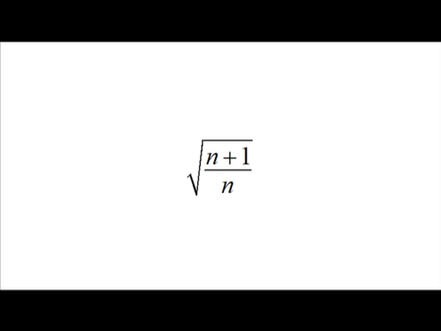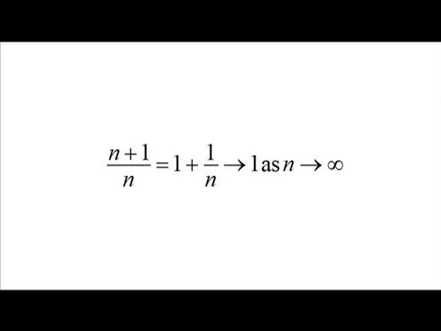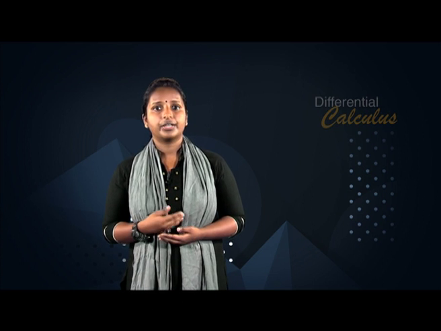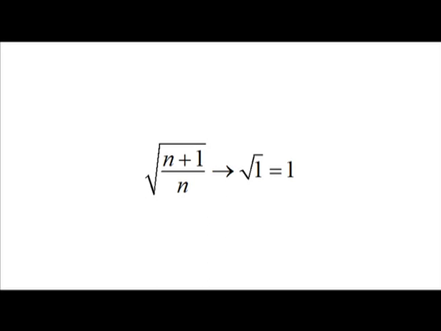As an illustration, we show that the square root of n plus 1 upon n converges to 1. We know that n plus 1 upon n, equal to 1 plus 1 upon n, converges to 1 as n approaches infinity. Taking f of x equal to square root of x, the square root function, and L equal to 1, and noting that the square root function is continuous at 1, the theorem implies that the square root of n plus 1 upon n converges to the square root of 1, which is equal to 1.